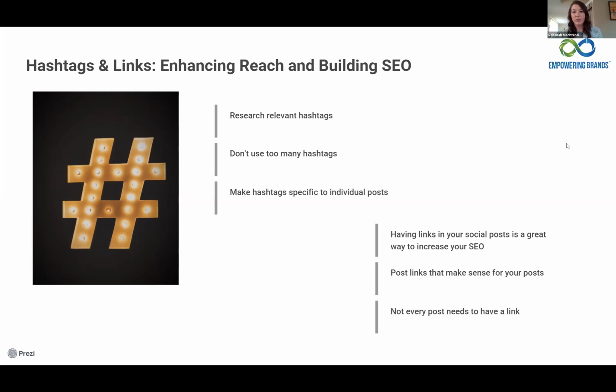Now for links. Having links in your social posts is a great way to increase your SEO. Same as what I said about hashtags though, you have to make sure your links make sense for the posts, that they match what you're posting about. It shouldn't be that you're talking about a cool new product you want people to learn more about, then they click on the link and it's just the homepage of your website. You want to bring them to wherever it lives on your site, where they can learn more information about what that post is.